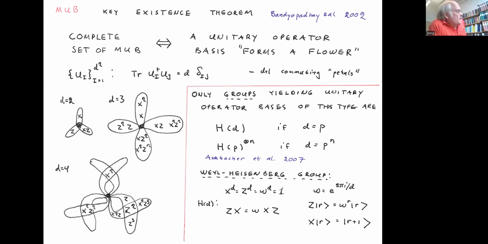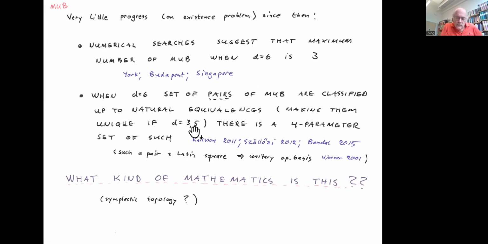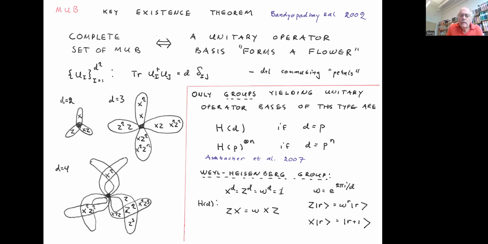A few years later, it was found by Aschbacher et al. that if you put the additional requirement that these unitary operators should form a group up to phase factors, in which case they form what's known in quantum information theory as a nice error basis, then there is only one kind of group that works in this way. It's a very important group called the Weyl-Heisenberg group. It works if the dimension is a prime. If the dimension is a prime power, you can take tensor products of the prime dimensional Weyl-Heisenberg group. And again, you can form such a flower from your unitary operator basis. So the group elements here form a unitary operator basis. And those are the only groups that work.